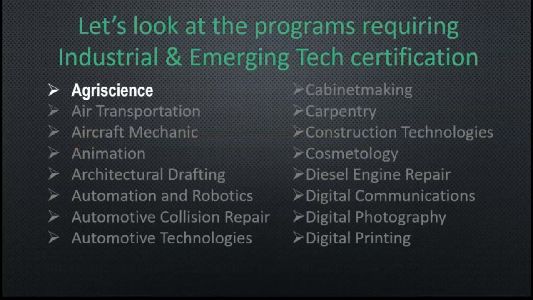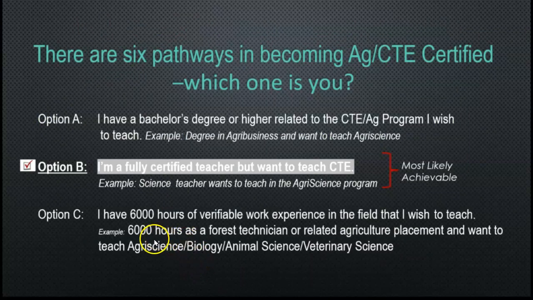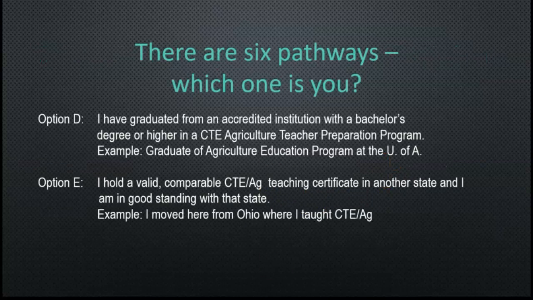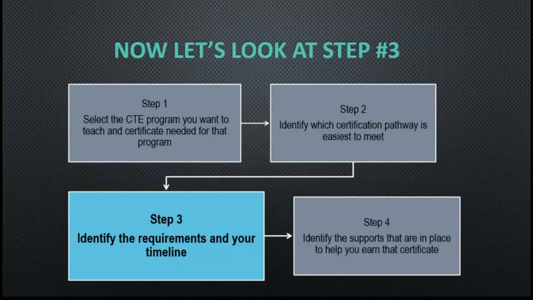So Agriscience is what we consider to be the program for the certificate. So as you know, the first step then, you have that Agriscience program. We're going to look at the second step as in more or less option B, because option B is the most achievable, we feel, and so our focus will be on option B. Example, a science teacher wants to teach in the Agriscience program. This is the most likely one to follow option B. There's other options as well, but you can look at the PDF and get more details on that.